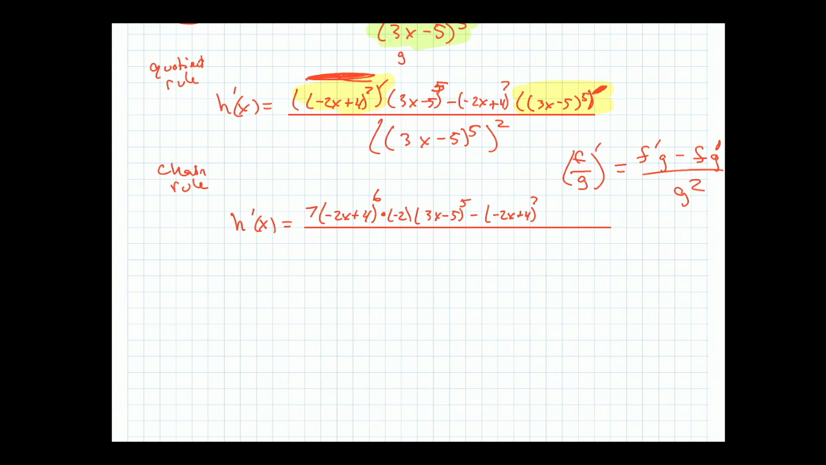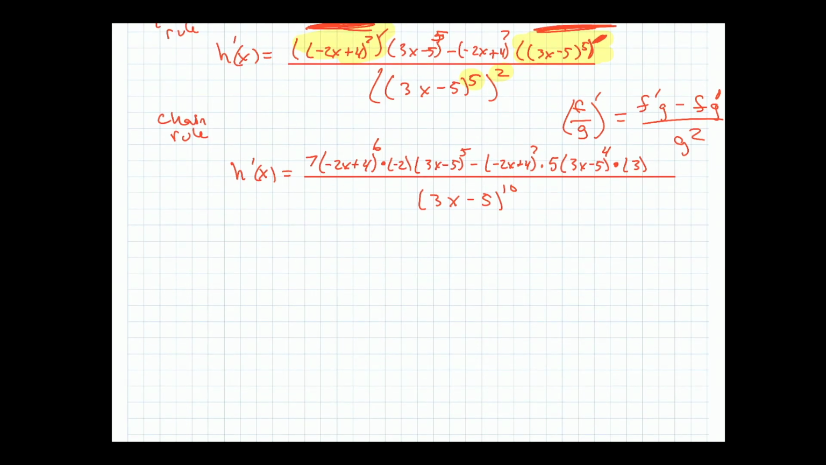And then we've got the other one that's highlighted. So something to the 5th. So it's going to be 5, (3x minus 5) to the 4th, and then multiply by the derivative of what's inside. So the derivative of what's inside is simply 3, right? And in the denominator, there's not a lot you can do. What I'll say is, you've got a 5 and a 2. When you raise something to a power, you multiply them. So (3x minus 5) to the 10th, and stop there, right? You're definitely not multiplying that out. It's to the 10th power. You'd have to be crazy to try.